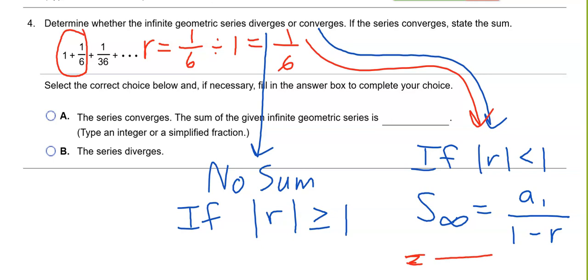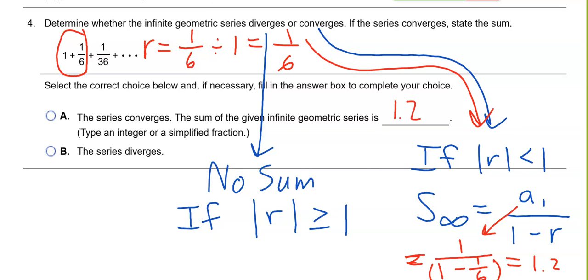So let's see here. We've got 1 minus 1/6 on the bottom. We just need the first term. Well, the first term in this case is a 1. And so now I can type 1 divided by parenthesis 1 minus 1/6 in my calculator, and I get 1.2. And so that is the correct answer, 1.2.